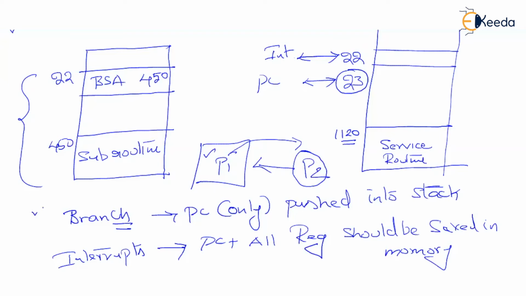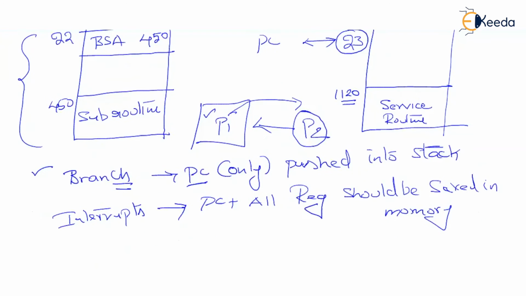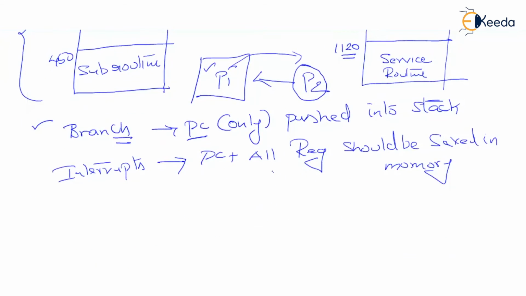Now, this is the difference. A branch instruction simply saves the program counter because the CPU is not going anywhere. The CPU is within the same program. But here, we are branching from one complete program to another program. For that reason, we save all the register values.